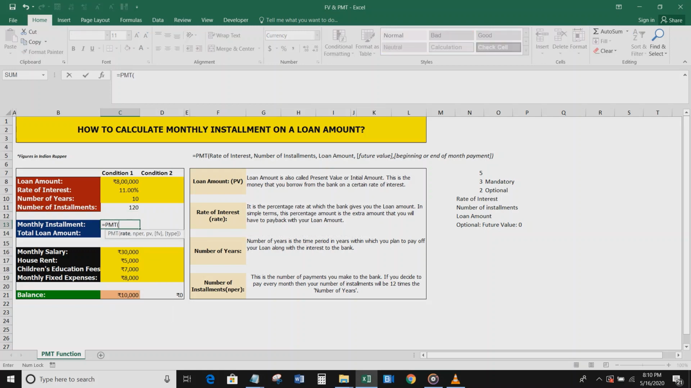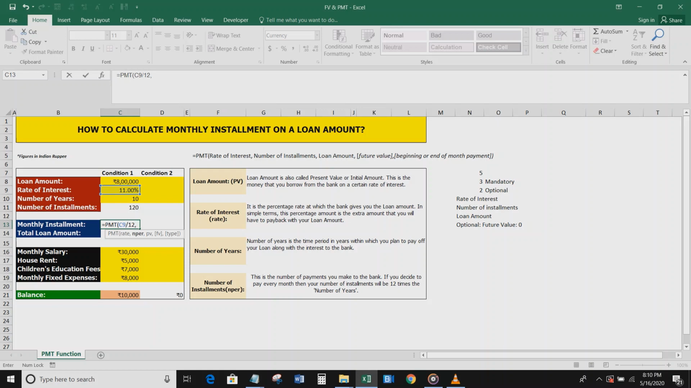Now let's use the function PMT. Our first argument is rate of interest. I will give reference of cell C9. Remember, rate of interest here is annual, but the payments that we are going to make are going to be monthly. So we will have to calculate the monthly rate of interest, and for doing that, we will divide the annual rate of interest by 12.